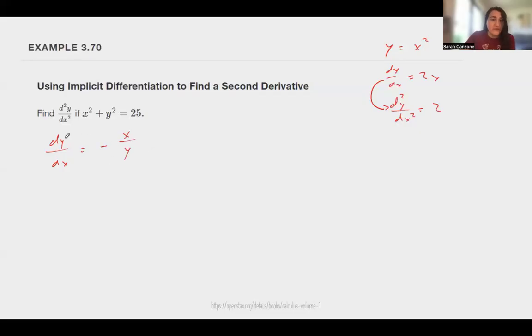All right, so now it's very easy, once you have your first derivative, to just find the second one explicitly, except it is technically implicit because we do have a y in there. It's kind of a combination. So now we can say d squared y over dx squared equals, and this is just going to be a quotient rule. So remember, the quotient rule is low d high minus high d low over low squared.